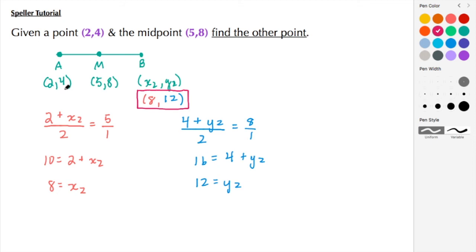For the y values, to go from 4 to 8, we see that was an increase of 4. Well, if I increase this 8 by 4 more, we see we come up with a value of 12. So we see the analytical way and the common sense way. So this sums up this tutorial.